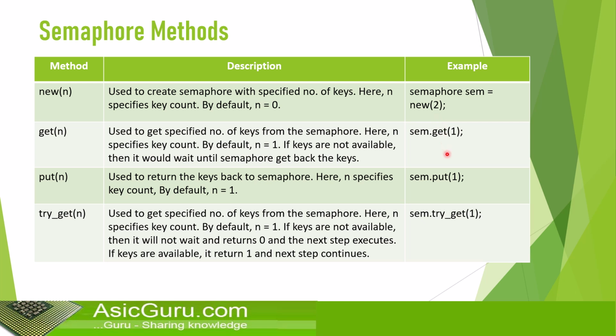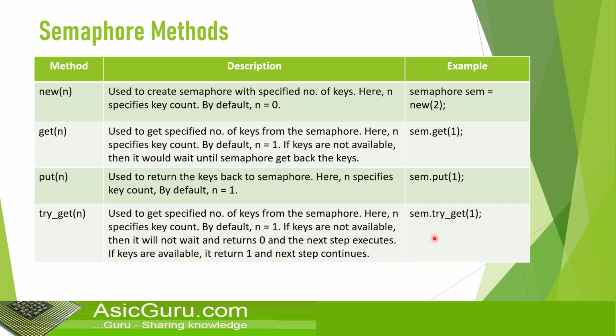Next function is get. This is used to acquire keys from the semaphore. So by default, it tries to get one key, and if keys are not available, then the process waits until the required number of keys become available. Example is this. Next we have the put method. So this method returns the keys back to the semaphore. So once a process is done using the resource, it calls put to release the keys. And by default, the value of n is one key, meaning if you do not pass any argument, it would release only one key. The syntax is like this.